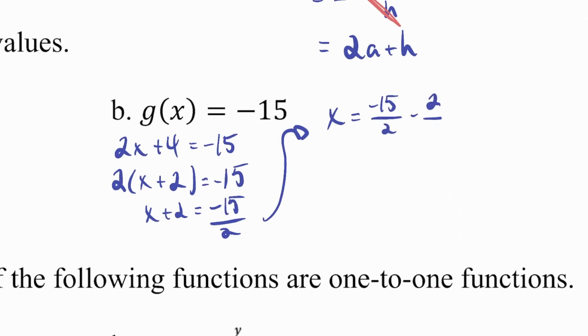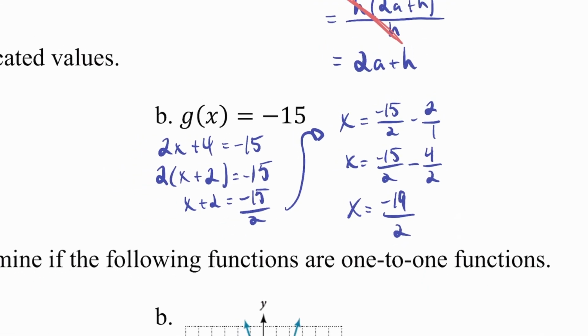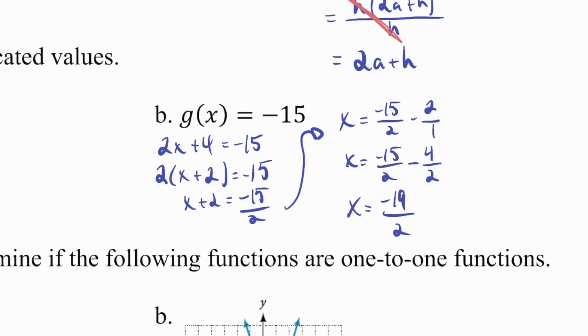minus, I'll write this as 2 over 1 in preparation for combining like terms and getting a common denominator. So negative 15 over 2 minus, this fraction needs to have a 2 on the bottom, so I'm going to double the top and the bottom. So 4 over 2. So this is negative 19 over 2. There's my value of x that causes that output value, negative 15.